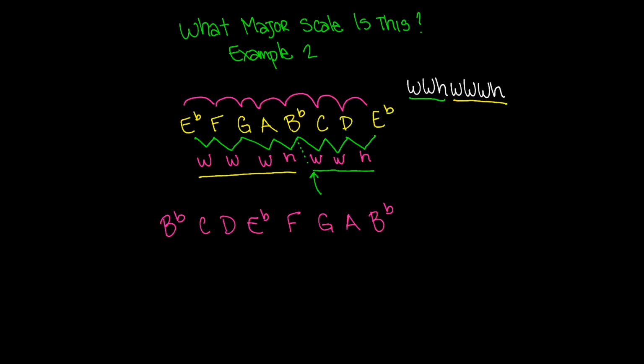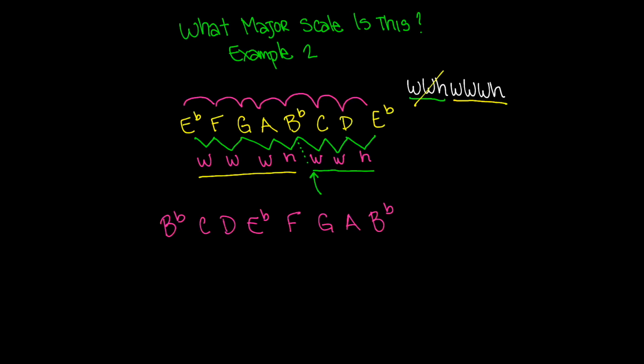All right, so let's see. Let's think from B flat to C is a whole step. C to D is a whole step. D to E flat is a half step. So we have whole, whole, half. And that means that this area is good.